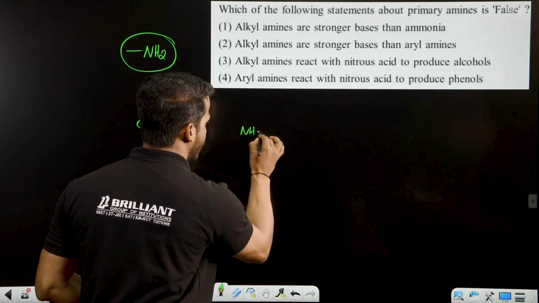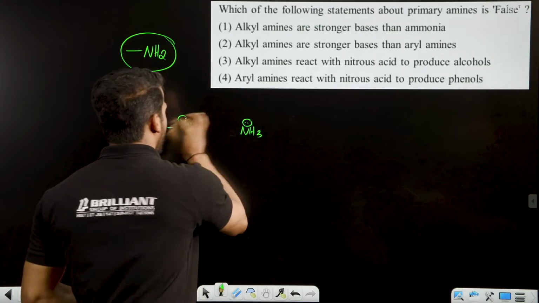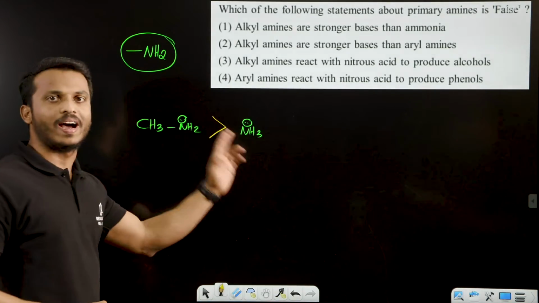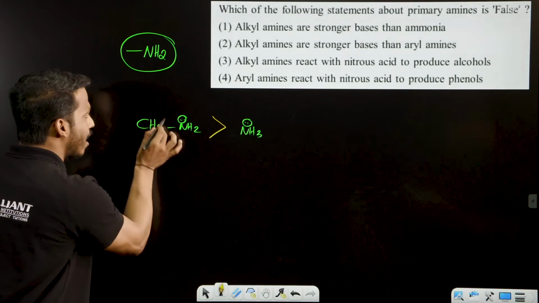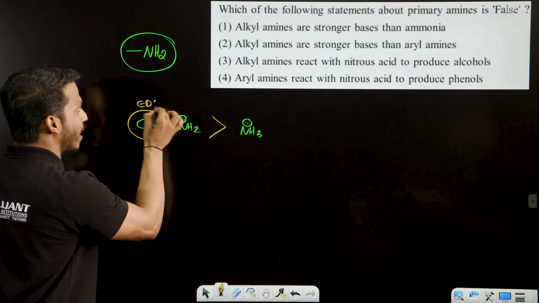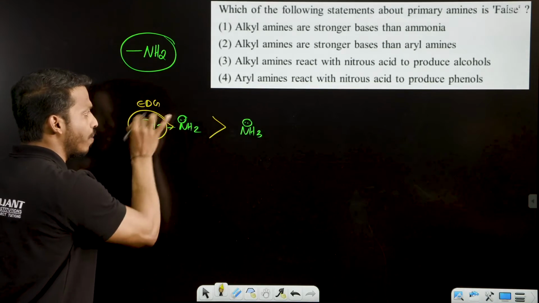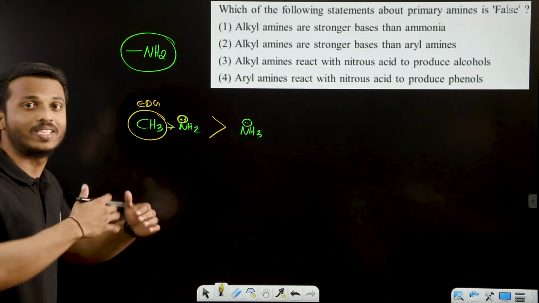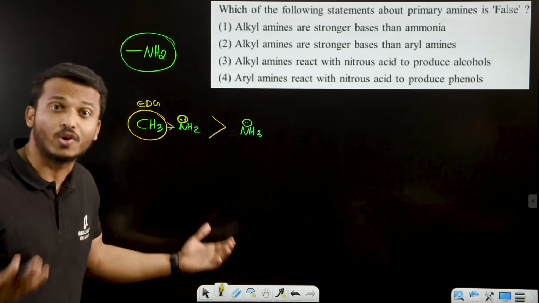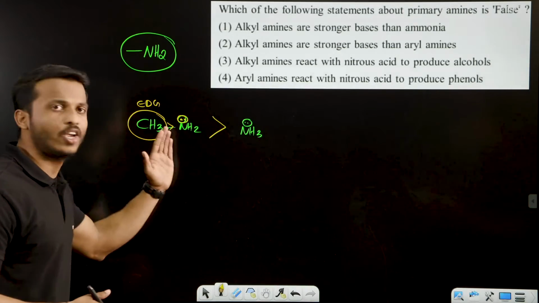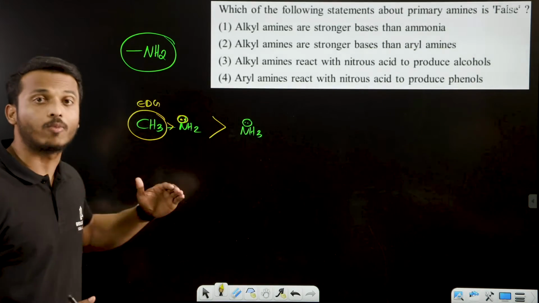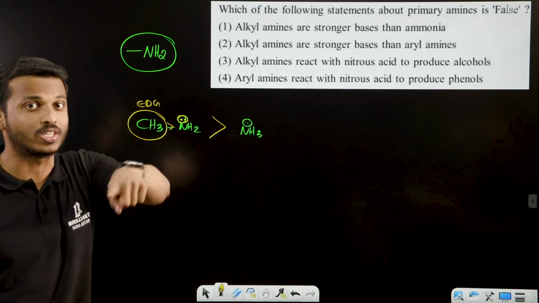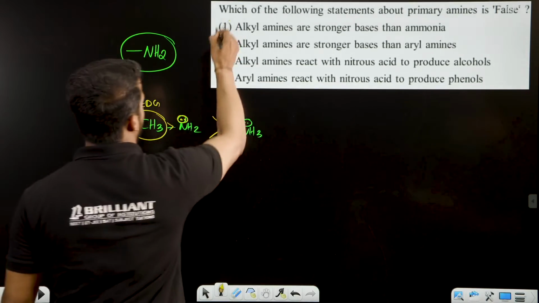Are you agreeing with this statement, dear all? Alkyl amines are more basic than ammonia. Yes, it's correct. Because alkyl amines have an electron donating group, which enriches the amount of the lone pair. So it's ready to donate its lone pair, therefore they are Lewis bases. Electron donating groups in alkyl amine increase the basic character. Yes, the first statement is correct. But our question asks for the false statement, so not option number 1.